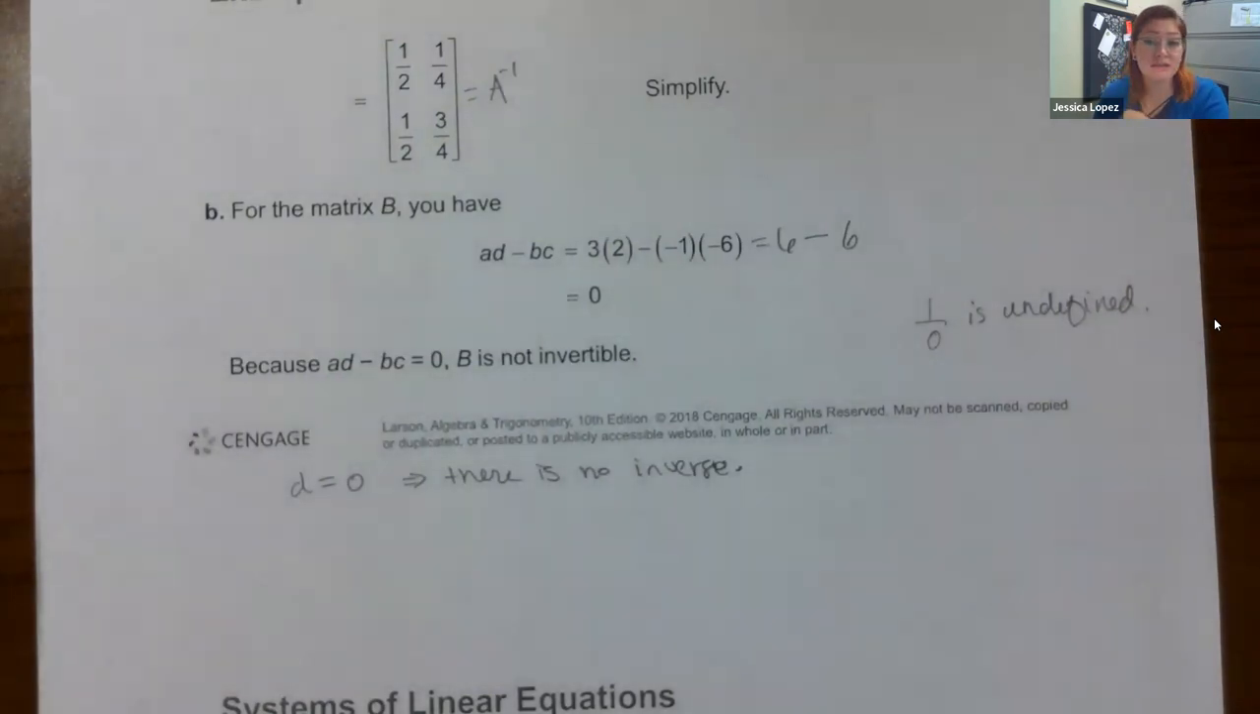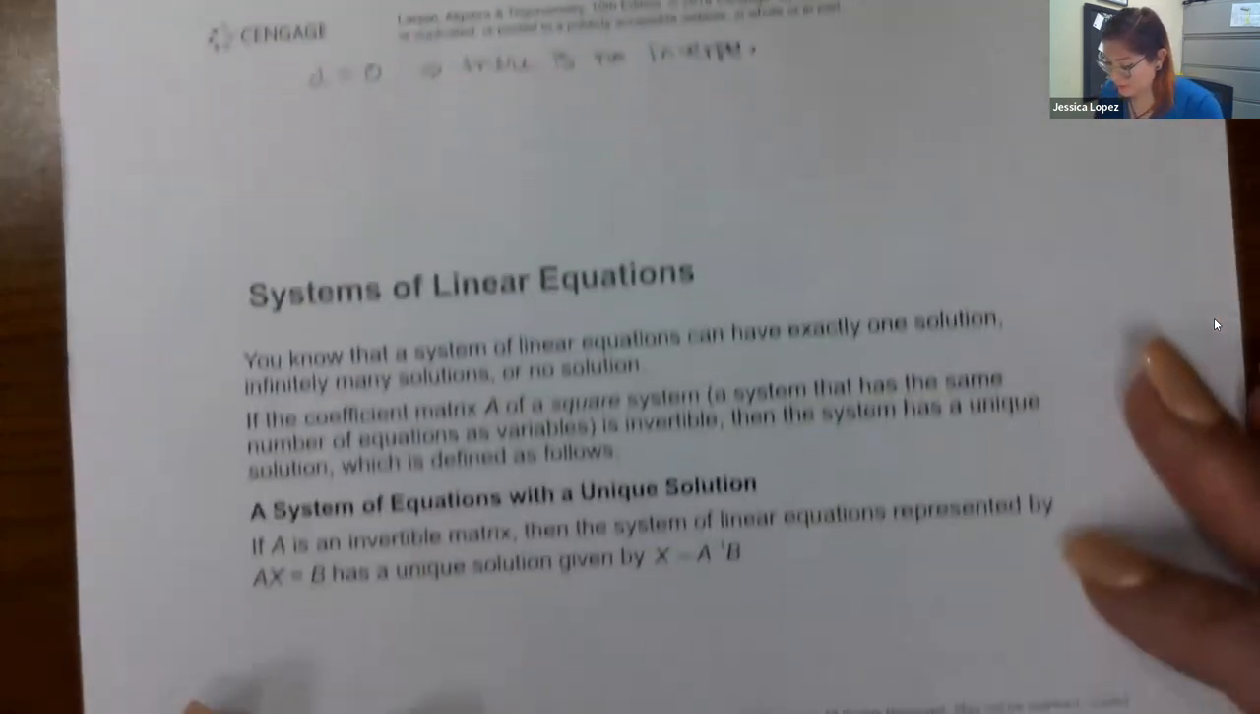So a lot of times to save yourself from all those row operations with the bigger matrices, they usually just make sure that it even has an inverse before they start, because otherwise you could be doing all these computations and taking a really long time just to find out that there's no inverse, okay? So that fact will come in handy in the future, okay?